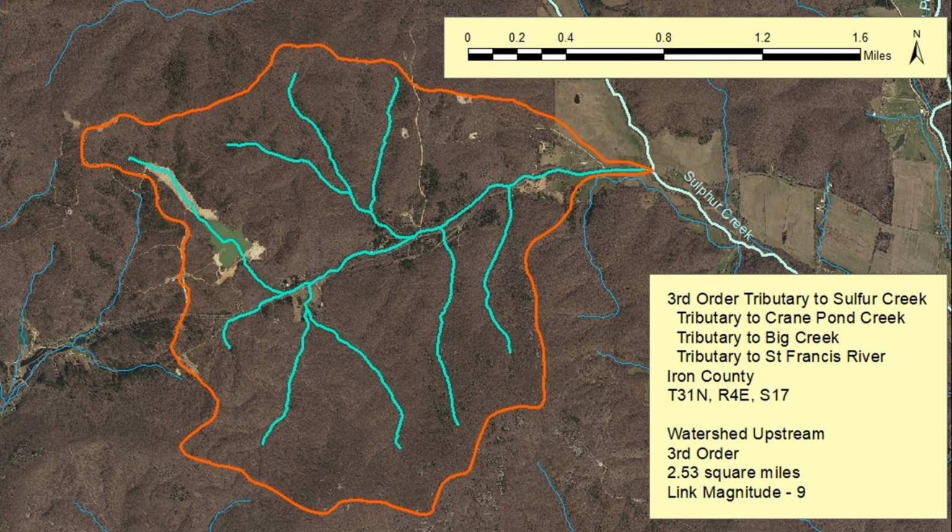Watersheds come in all shapes and sizes. For example, here is the watershed of an unnamed tributary to Sulphur Creek in Iron County, Missouri. This watershed is just over 2.5 square miles and is part of the Mississippi River watershed by way of the St. Francis River, Big Creek, Crane Pond Creek, and Sulphur Creek.